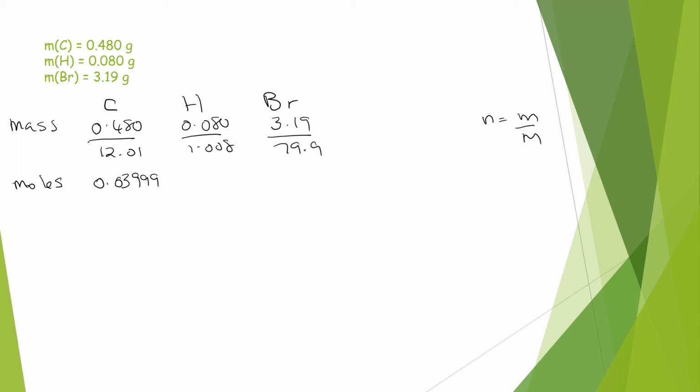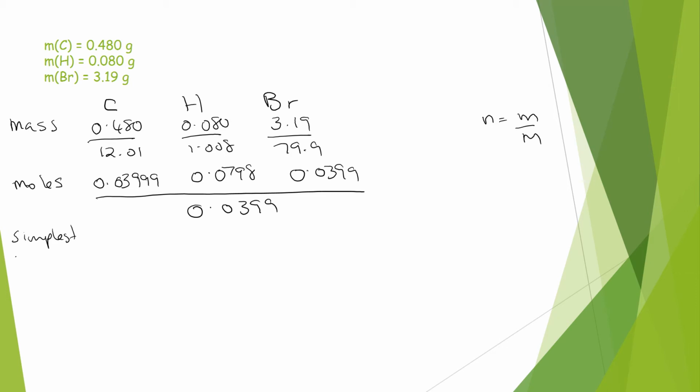This one, remember, was 0.0798 moles, and this one we need to calculate, it comes out to 0.0399 moles as well. So now remember, in order to find the simplest ratio, we divide by the smallest number, which is going to be 0.0399, and the simplest ratio is going to come out as 1 to 2 to 1. So our empirical formula in this case will equal CH2Br.